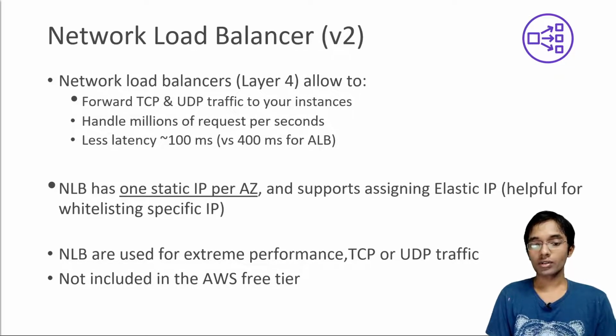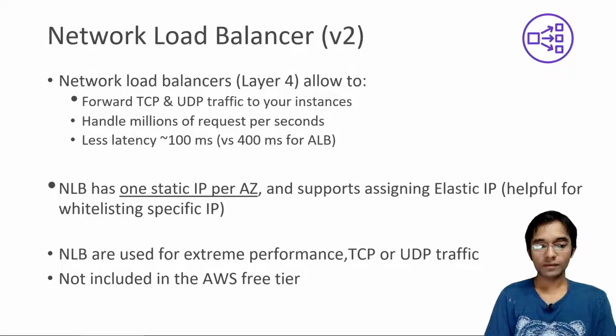You are going to get one static IP per availability zone, and it supports assigning an Elastic IP as the public IP if your network load balancer is public. As a use case, a network load balancer is going to be extremely helpful when you need extreme performance, such as for TCP or UDP traffic. The network load balancer is not included in the AWS free tier.